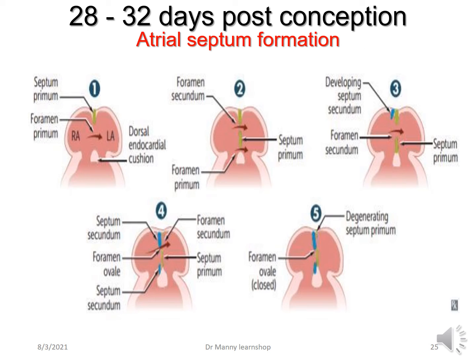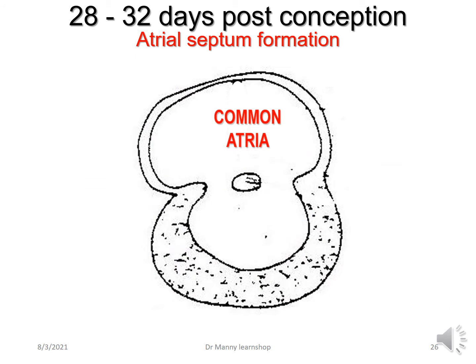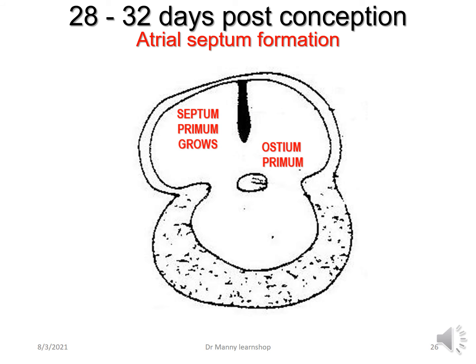So approximately day 28, day 32, we start getting the interior developing. So this is the atrial septal formation, and you've got specific pathways. First of all, we start with the common atria. As we mentioned, we saw that earlier. And what ends up happening is the septum primum, the first septum, begins to grow. And there creates an ostium primum, the first opening between the atria.